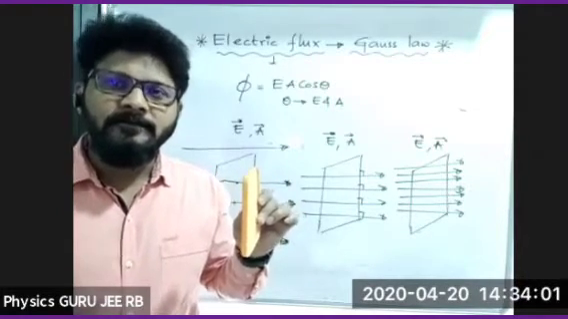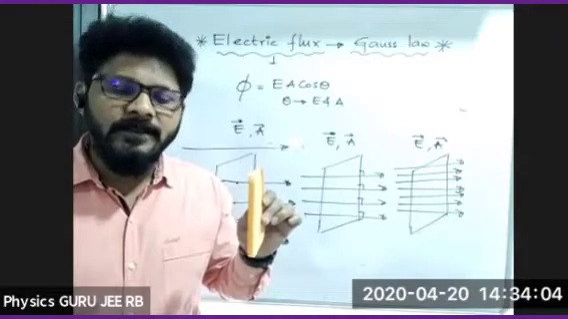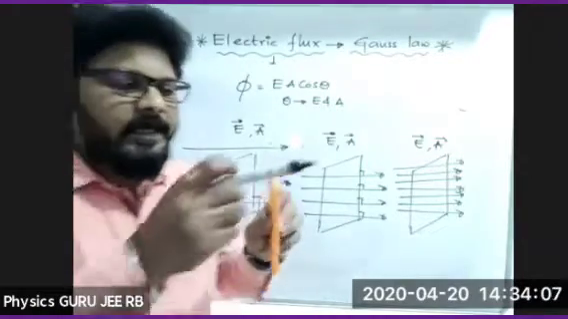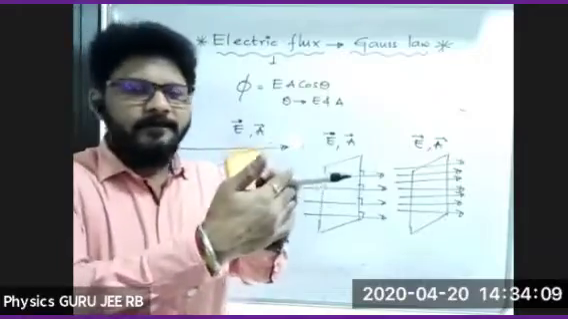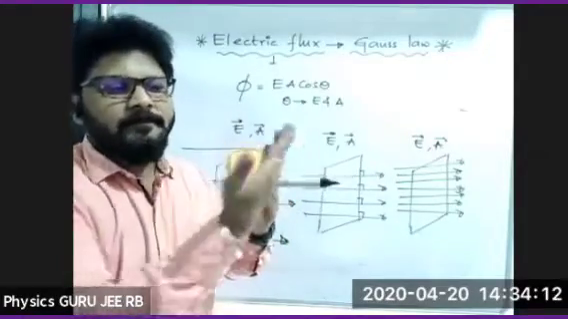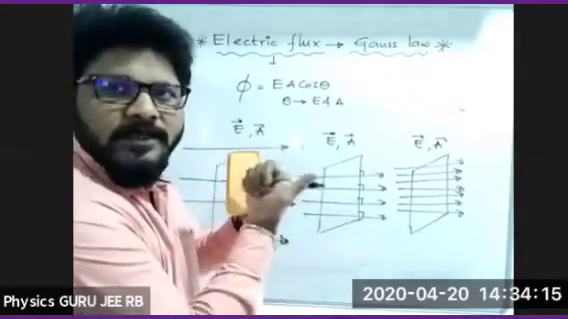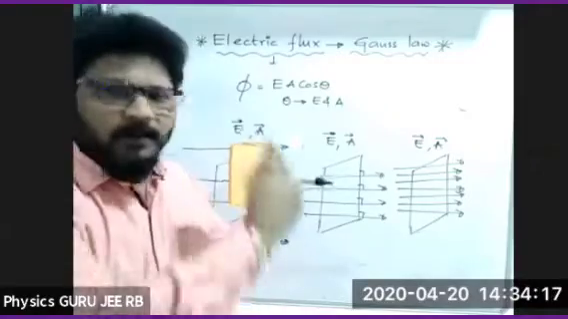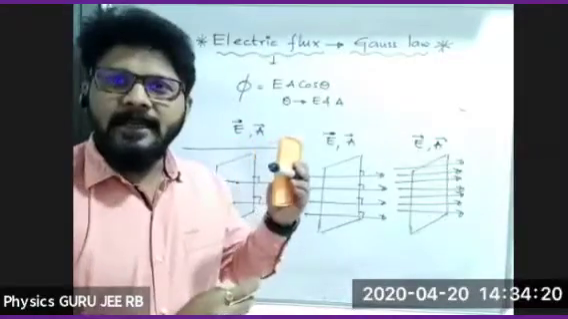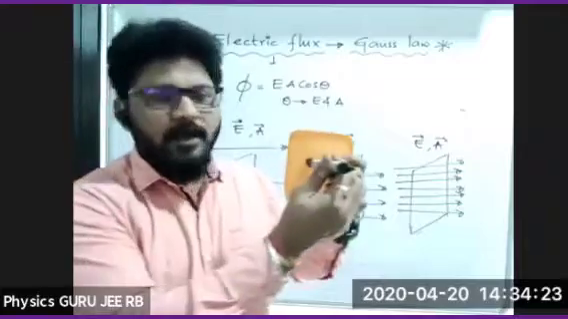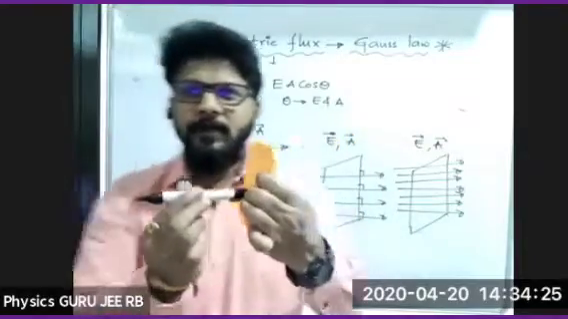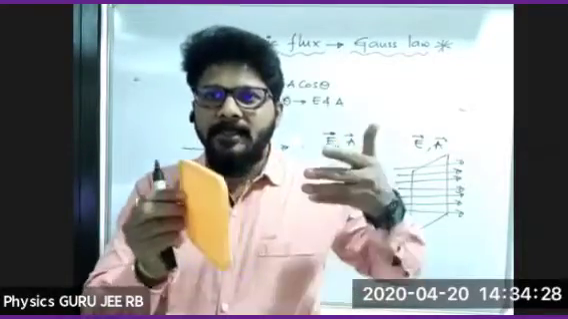Most of them are giving wrong answers, right? See, electric line is passing like this. Are you able to see? If I want the area for this one, just curl the fingers. Both are in the same direction, normal. Electric lines are not passing like this. Area vector is always normal to this one. Electric lines are also going like this, right?